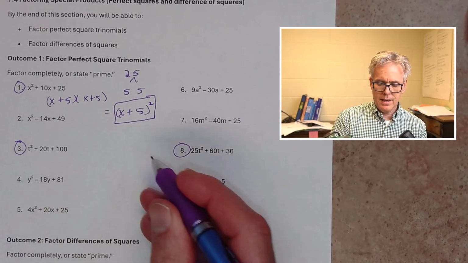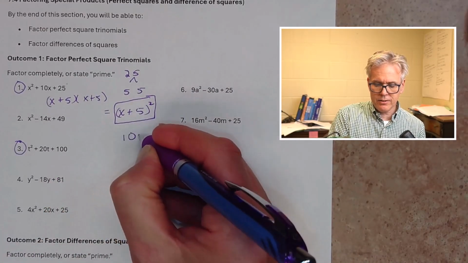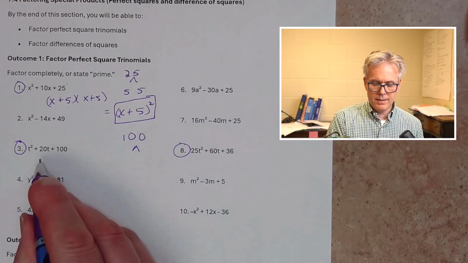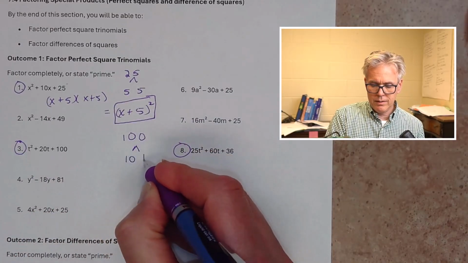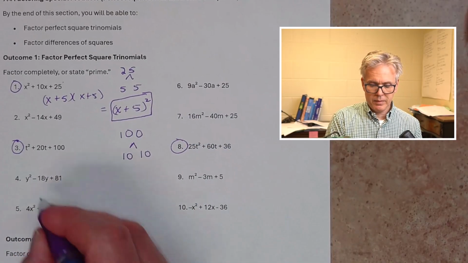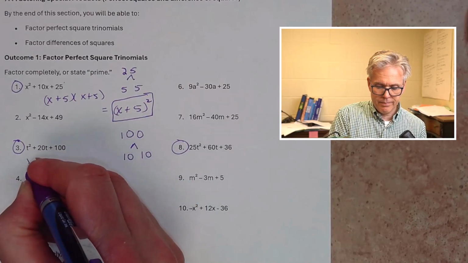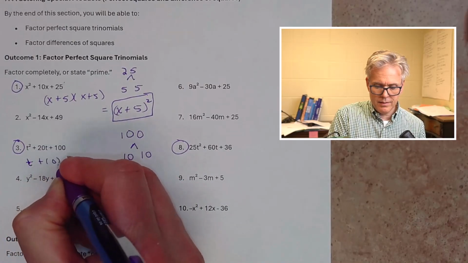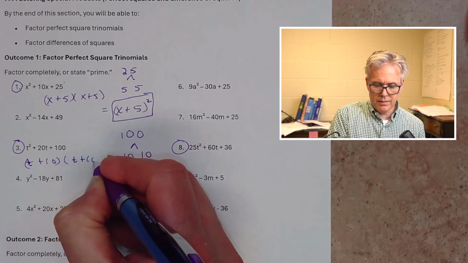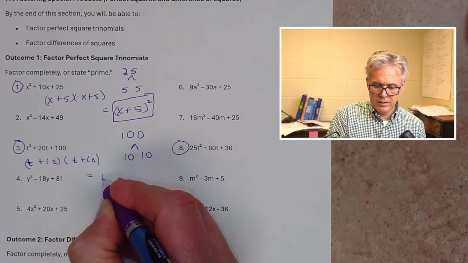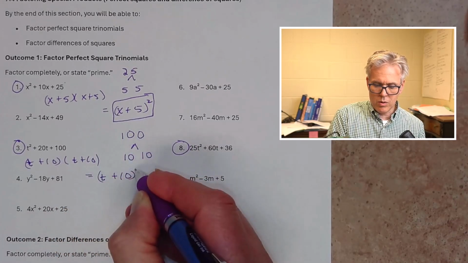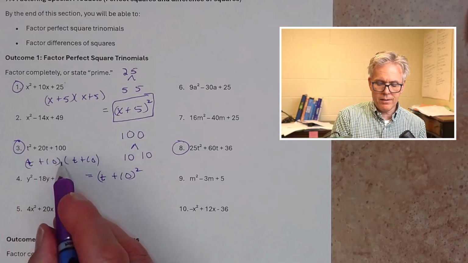Let's try this one with the 100. So can I find factors of 100 that sum to that middle term? Well, sure. 10 times 10. So this is going to be t plus 10 times t plus 10, which is t plus 10 quantity squared. And again, this is the pattern.